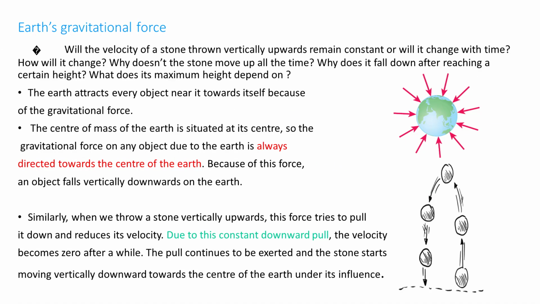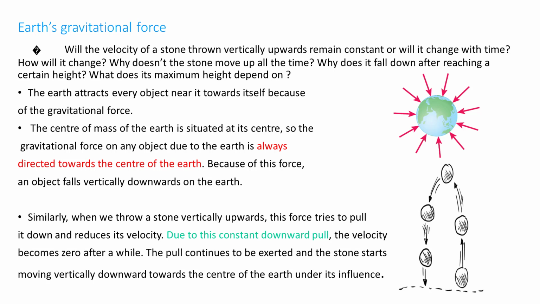Earth's gravitational force. Will the velocity of a stone thrown vertically upwards remain constant or will it change with time? How will it change? Why does not the stone move up all the time? Why does it fall down after reaching a certain height? What does its maximum height depend on?